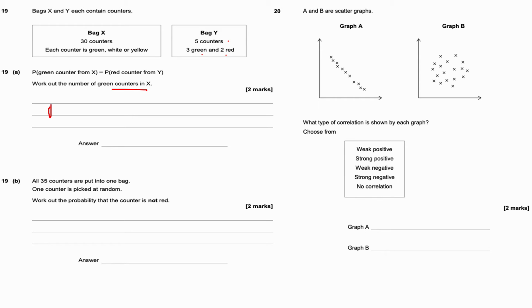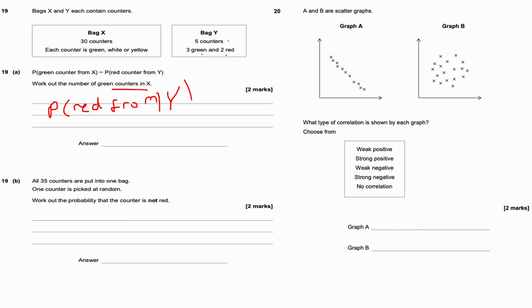So the probability of a red counter from Y will be 2 out of 5, won't it? It'll be 2/5.